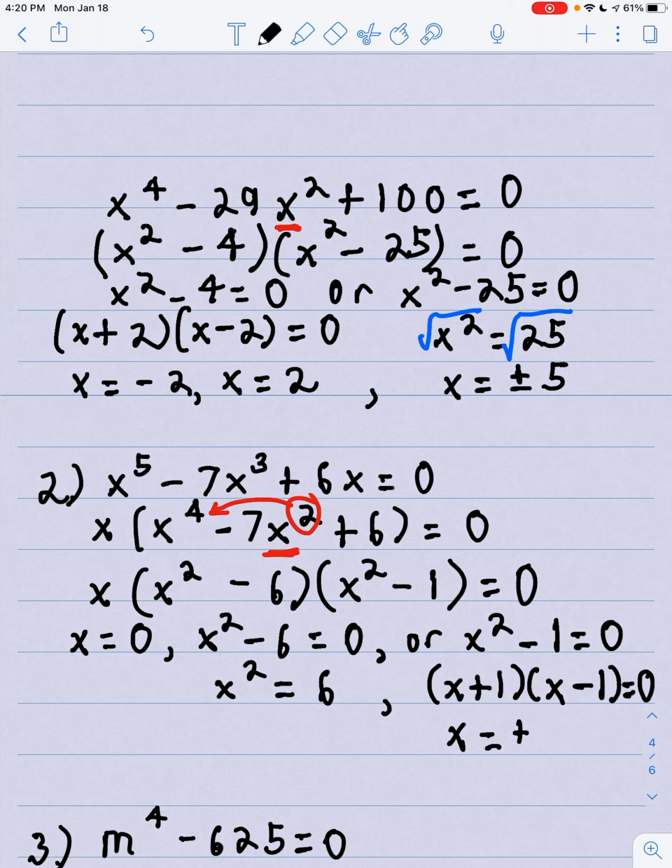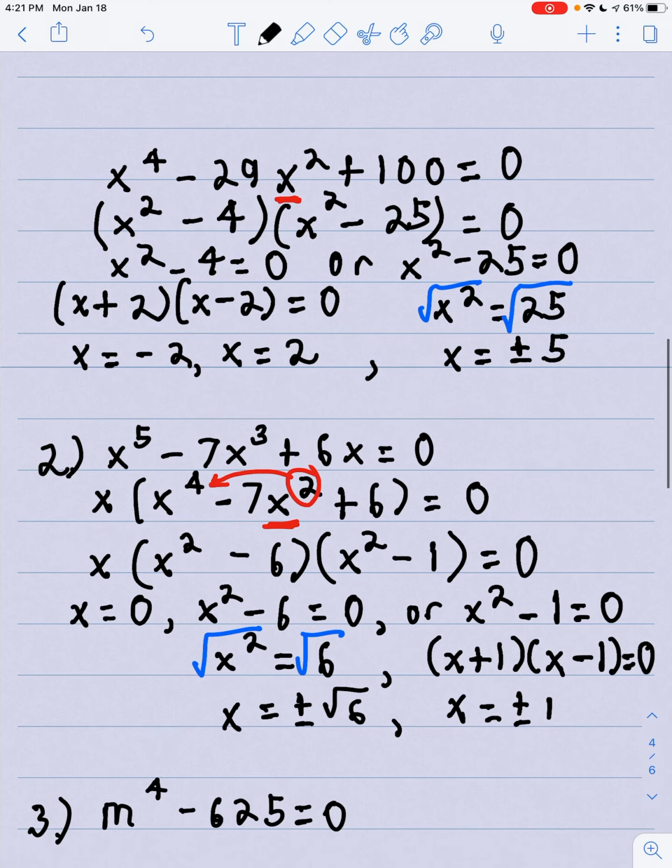For x squared equals 1, when you solve, you get plus or minus 1. For the x squared equals 6, since 6 is not a perfect square, we have to use square roots, but we don't want to forget plus or minus, and we just say plus or minus square root of 6. So I have 5 solutions. I have 0, plus or minus square root of 6, and plus or minus 1. So that was a polynomial of quadratic form, and we had a common factor that we had to pull out first before we could use quadratic techniques.